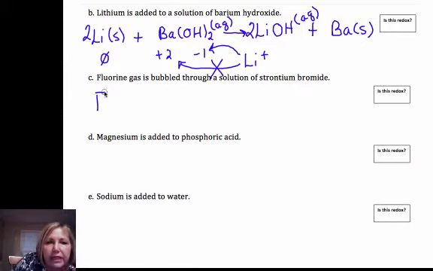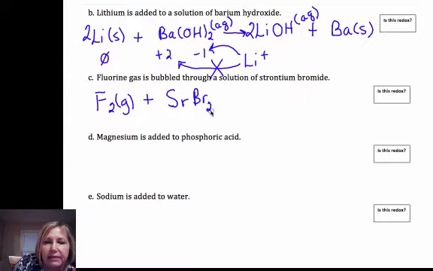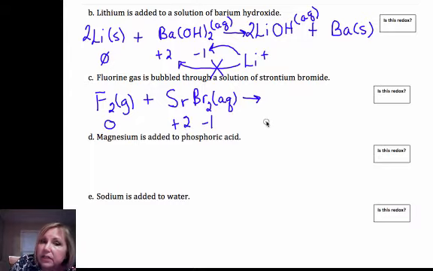Okay? Fluorine gas, F2, not Fl, just F2, is bubbled through strontium bromide, and that's aqueous. Okay? Now, fluorine is 0, strontium's +2, bromide's -1. Now, here's a little bit of a difference.